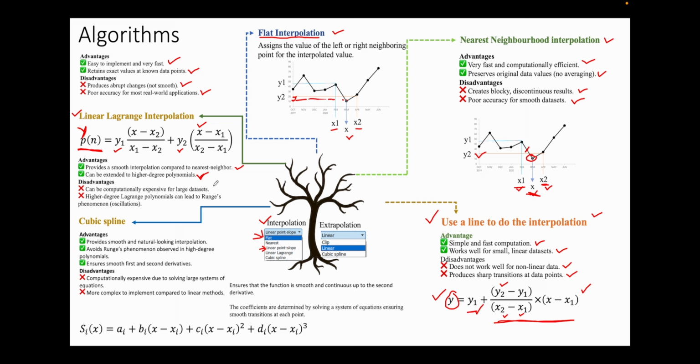So what are the disadvantages? It can be computationally complex and expensive, because you are solving an equation, and a high order Lagrange polynomial can lead to performance errors or oscillations. So this is the polynomial or Lagrange interpolation, which we see here in the drop down.